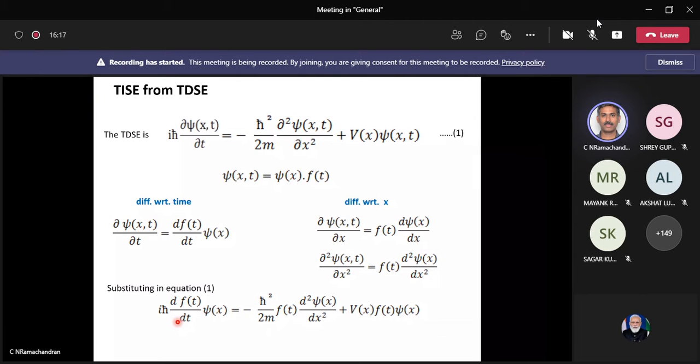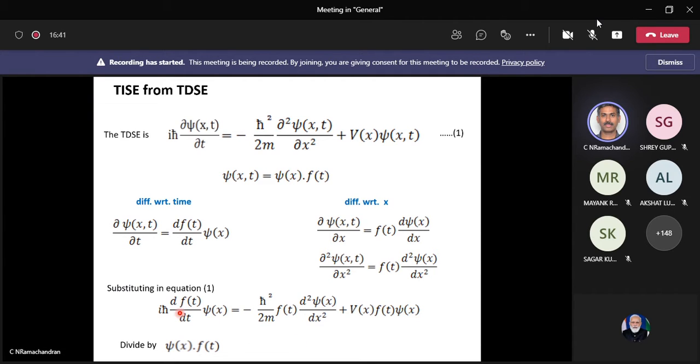Now for that, to make the equation very simple, next I will divide throughout by psi of x f of t, so that many terms will cancel. You can easily see that if I divide by psi of x f of t, in this case psi of x is a constant. So if I divide by psi of x, automatically that will cancel. Similarly, many terms will cancel on the right hand side also.